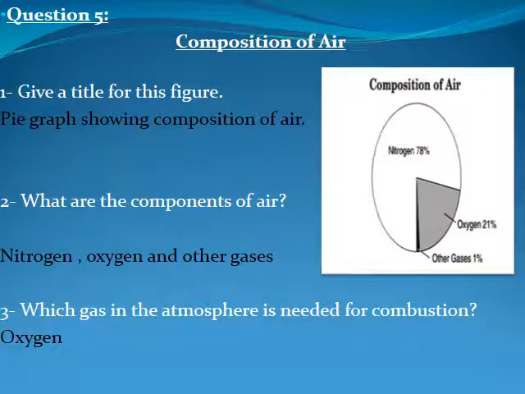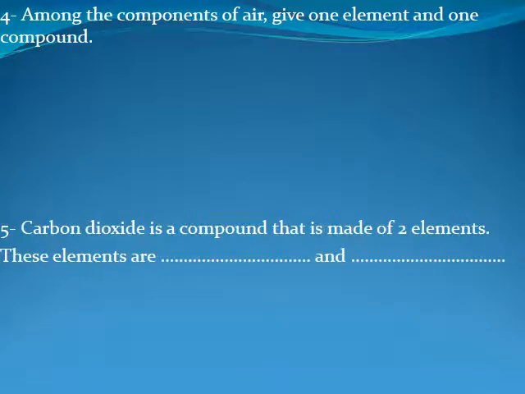So give a title for this figure. We can say pie graph showing composition of air. What are the components of air? Nitrogen, oxygen, and other gases. Which gas in the atmosphere is needed for combustion? It's oxygen gas. Among the components of air, give one element and one compound.